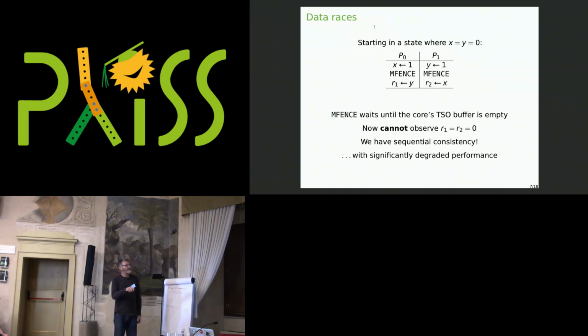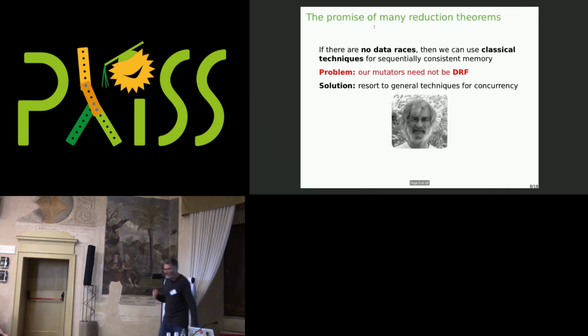To fix that, you can put a fence in, but fences are expensive because they drain the store buffer. So you have to wait for the store buffer to get drained to memory. If we do that, though, we cannot observe R1 and R2 to be 0. And what you get is a sequentially consistent program, but significantly degraded performance. So if you want to make your program sequentially consistent, you just have to put a fence after every store.